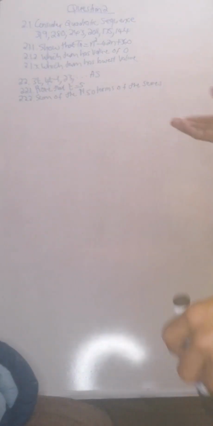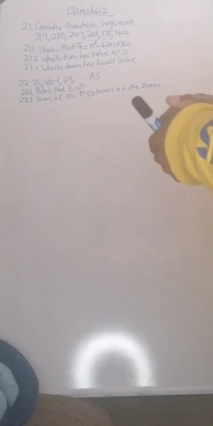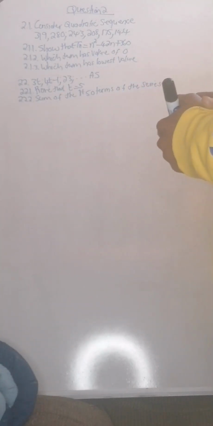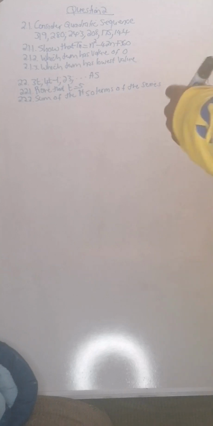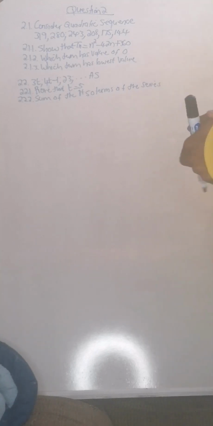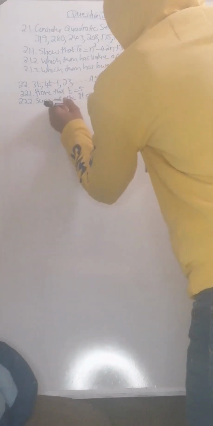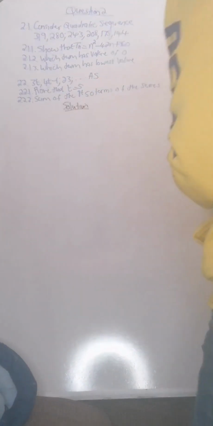We are continuing with our question paper from the province. In question 2, they say, consider the quadratic sequence 319, 280, and so on. The first question, 2.1.1, says show that Tn equals n squared minus 42n plus 360. So, how do we work around this? I'm just going to write down the solution to the problem.